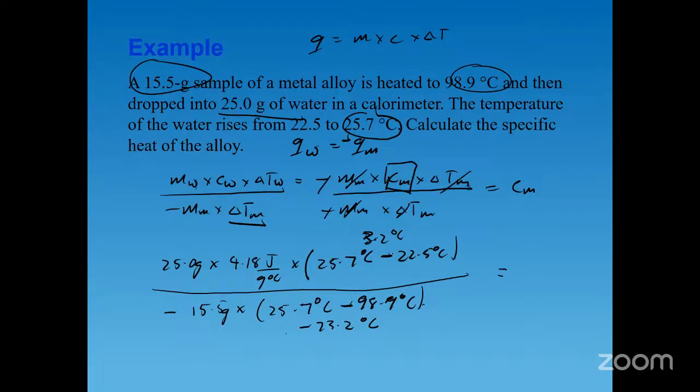So that would be 25 times 4.18 times 3.2, and then I'm going to divide that by negative 15.5 times negative 73.2. And according to my calculation, I'd have to round to 2 sig figs because of the 3.2. So the answer I got here is 0.29, and the units here will be joules per gram degrees Celsius, because degrees Celsius will cancel out here and here. The grams will cancel out here and here. So you're left with this right here. And that's how that is done.